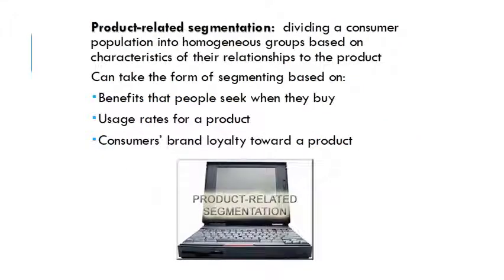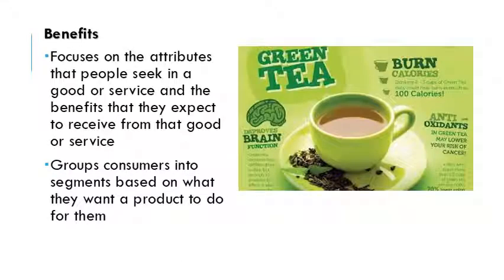Now there are a few more segmentations called product-related segmentation, dividing a consumer population into homogeneous groups based on the characteristics of their relationship to the product. It can take the form of segmenting based on benefits that people seek when they buy. When you buy a product, you might be seeking a certain kind of benefit, so those people will be grouped together. Other bases are usage rates of the product and consumers' brand loyalty towards it. Benefits focus on the attributes that people seek in a good or service and the benefit that they expect to receive from it.